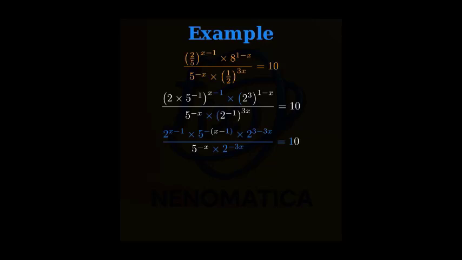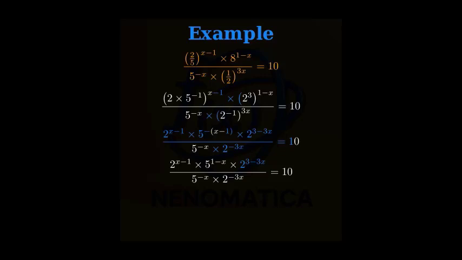Similarly, for the expression 2 cubed to the power of 1 minus x, we get 2 to the power of 3 times 1 minus x, which simplifies to 2 to the power of 3 minus 3x. And when we have 2 to the negative 1, all to the power of 3x, this becomes 2 to the power of negative 3x. Let's continue simplifying our exponents.